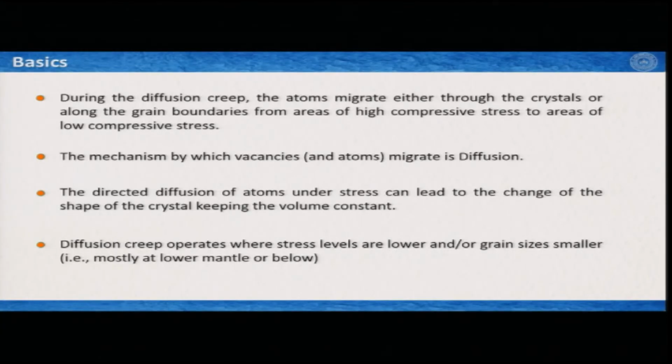And characteristically, these diffusion creeps, Nabarro-Herring creep and Coble creep, operate where the stress levels are very, very low, and also the grain size is extremely small, and this we generally get at the lower mantle or below of the earth. And we will see why the grain size should be smaller, and even between these two processes, the grain size sensitivity is also different in Nabarro-Herring creep and Coble creep.